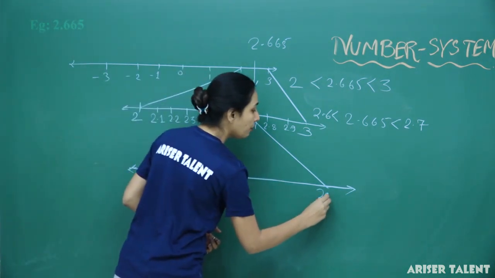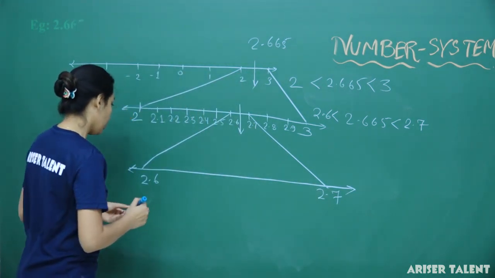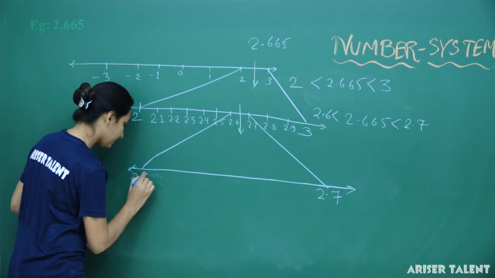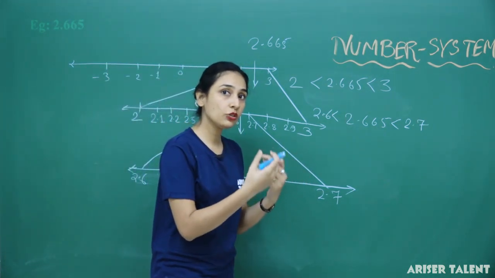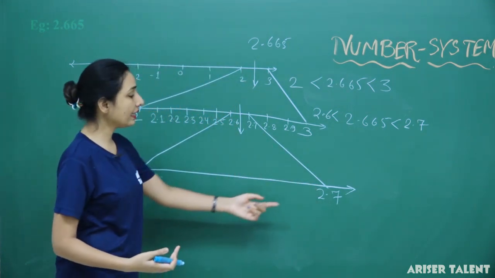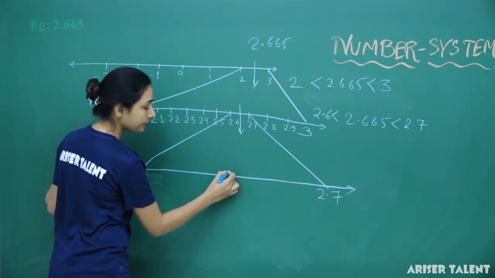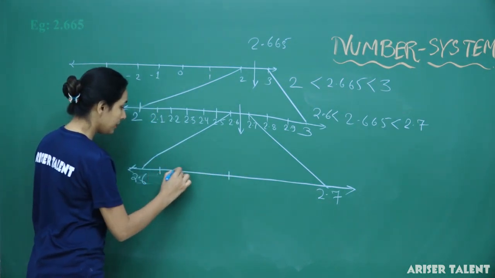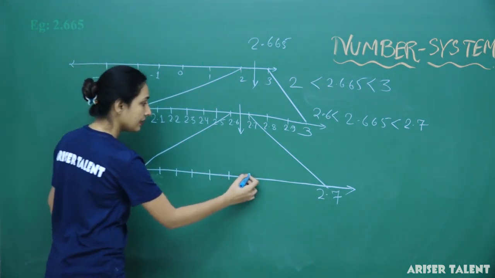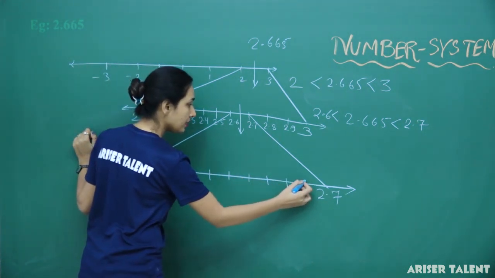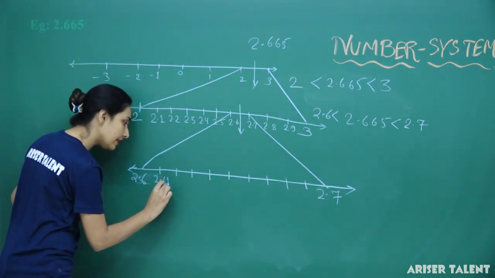2.6 and 2.7. Okay, now after 2.6 I will be getting 2.61, then I will be getting 2.62, then 2.63, 2.64 and then I will be stopping at 2.7. Okay, this is the mid. Okay, 1, 2, 3, 4 and this is 5, then 6, 7, 8, 9 and this is the 10th partition. So that will be 2.61, isn't it?